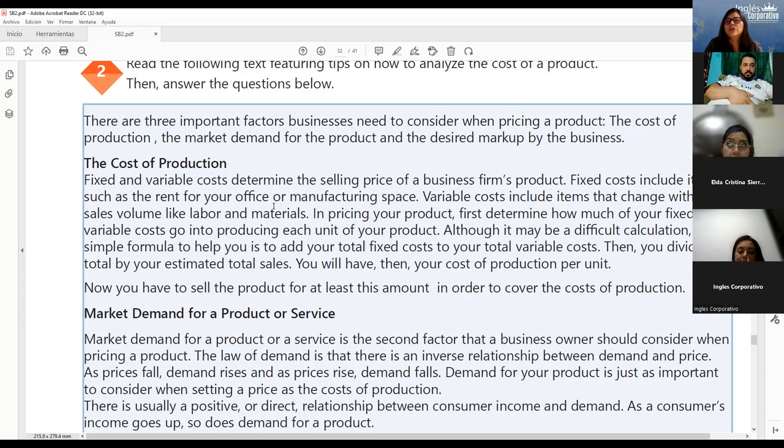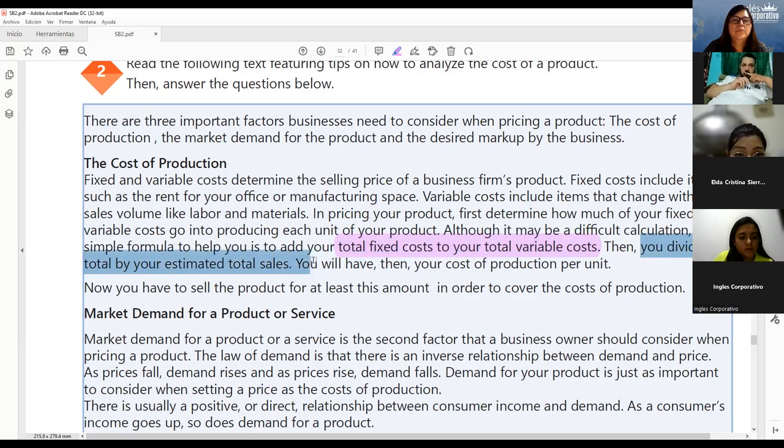So we have a formula. Analyze it and be ready to explain that to the others. Okay, teacher. I think that the important thing is that we have a formula to calculate the cost of production. And that formula is to help us add your total fixed cost to your total variable cost. Then you divide the total by your estimated total sales, and then you have your cost of production per unit.